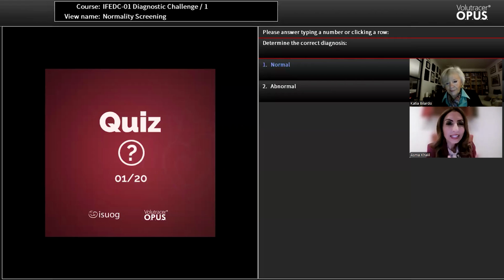Obviously, finding something like that, which is often picked up at the 20-week scan, is very rare, but sometimes maybe picked up at the 12-week scan, but the majority are picked up at the 20-week scan. And therefore, we would do detailed testing, a detailed scan. Obviously, the heart scan, so that will be an indication for a fetal echo.